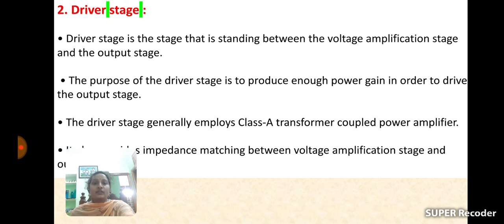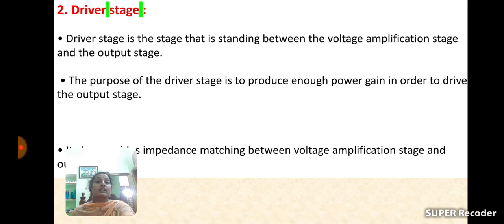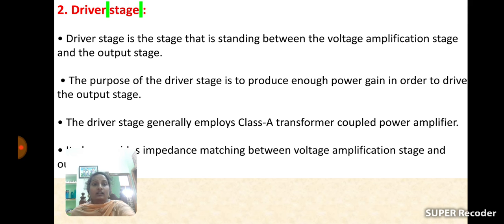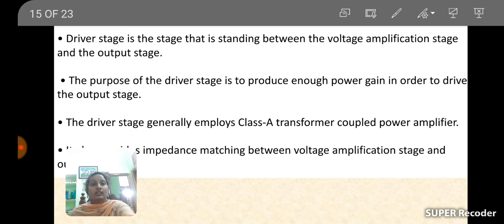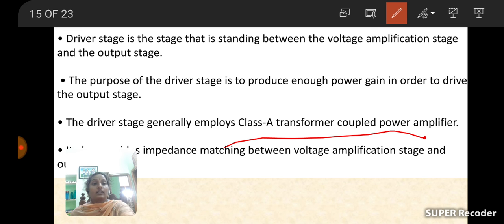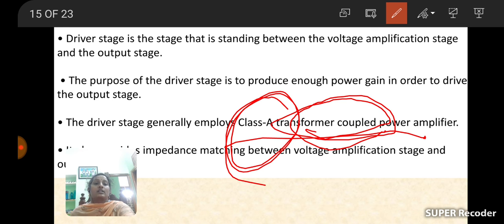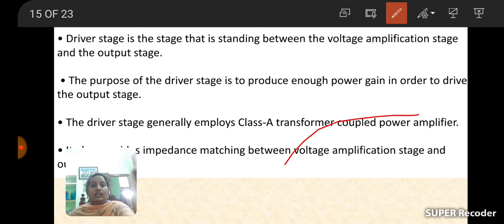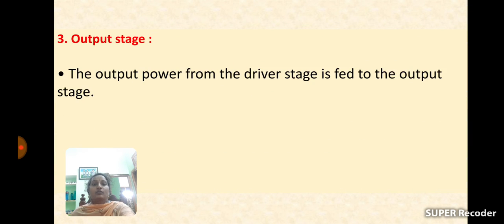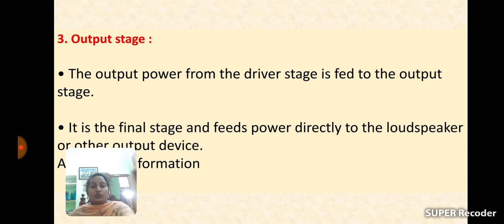It is used to produce the power gain, and this stage generally employs a class A transformer coupled amplifier. So which type of amplifier are we using here to produce the power level? Class A transformer coupled. Class A provides 360 degree conduction, and transformer coupled means transformers are used to connect the output of one stage to the next stage. Also, impedance matching circuits are used to connect the output to the next one.